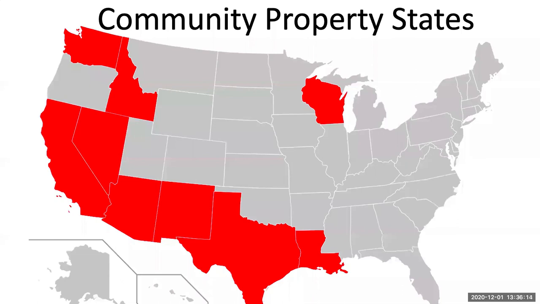This isn't on the test, but people usually ask, what are the community property states? The ones in red. Most, again, west of the Mississippi. Mostly, except for the one up north.